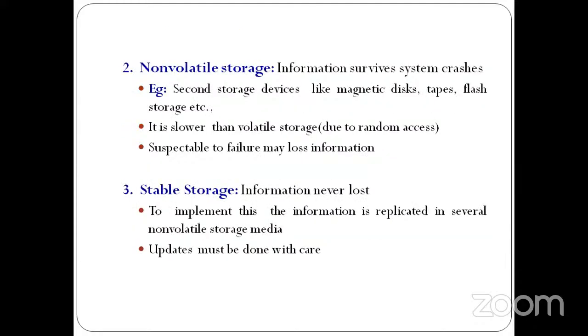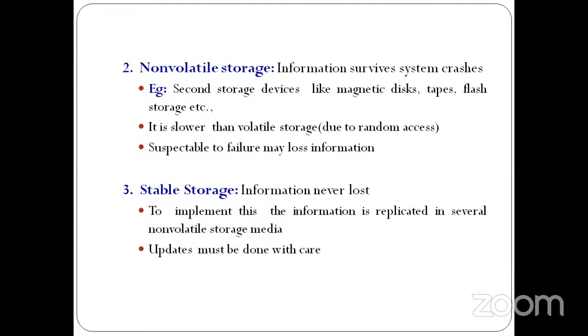Next, coming to non-volatile storage. Non-volatile storage means the information will survive even if a system crash or any system failure occurs. It is called secondary storage, like pen drives, magnetic disks, tapes, flash drives, hard disk storage, like that. Non-volatile is a permanent one; volatile is a temporary thing. An example for volatile is main memory and cache memory.